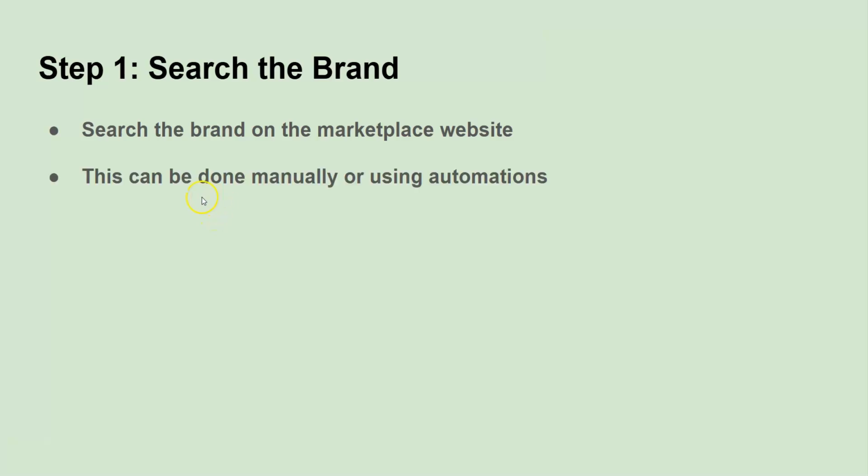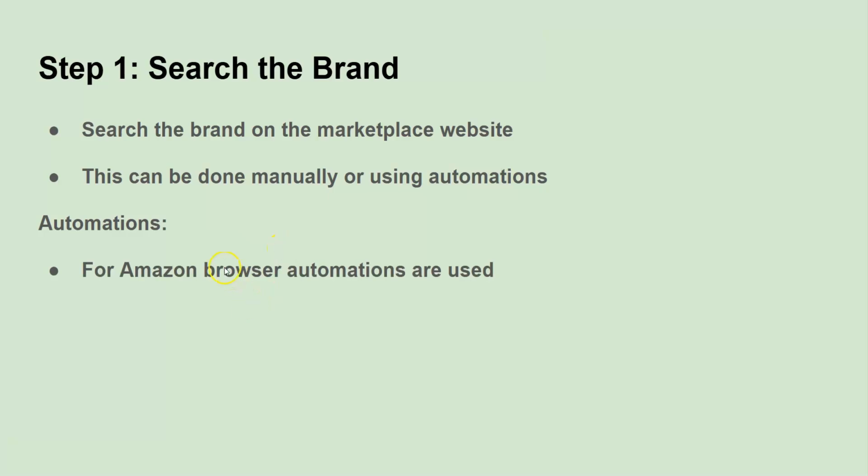However, if you have a lot of brands, you can also do automations. You can do it manually if you're doing a small number of brands, or you can use automations. For Amazon, browser automations are what I use in order to search the brand, because I'm not able to scrape it into Google Sheets, at least not for free. Not without costs, right? That's always the thing to keep in mind. It's not that there isn't a way to do things, but the cost of doing them sometimes is the issue.